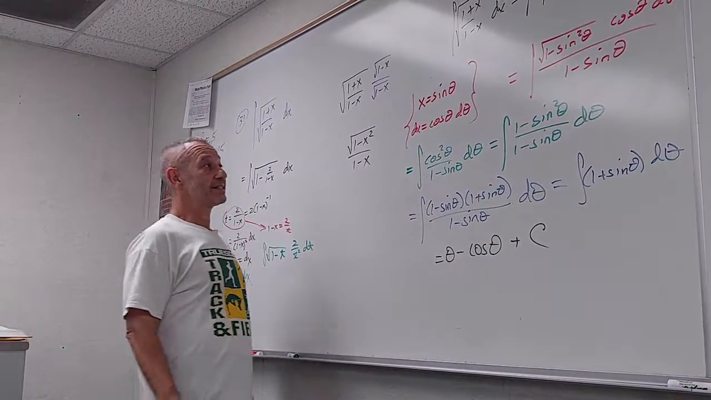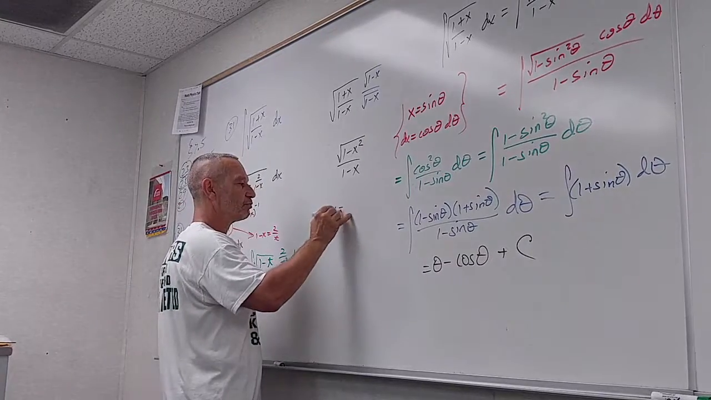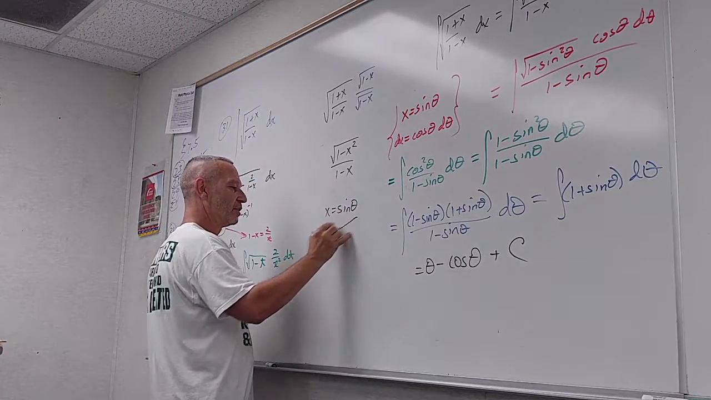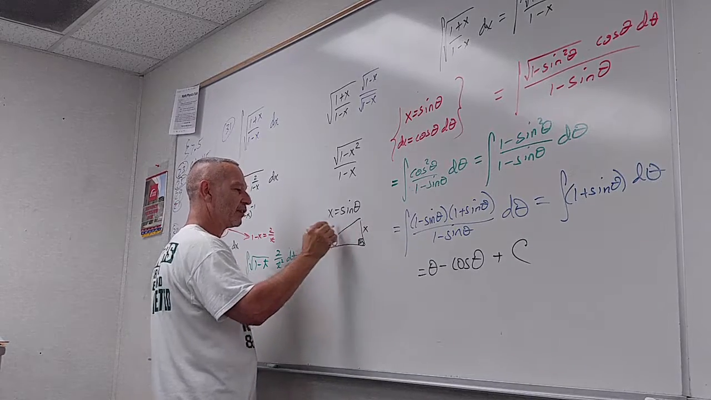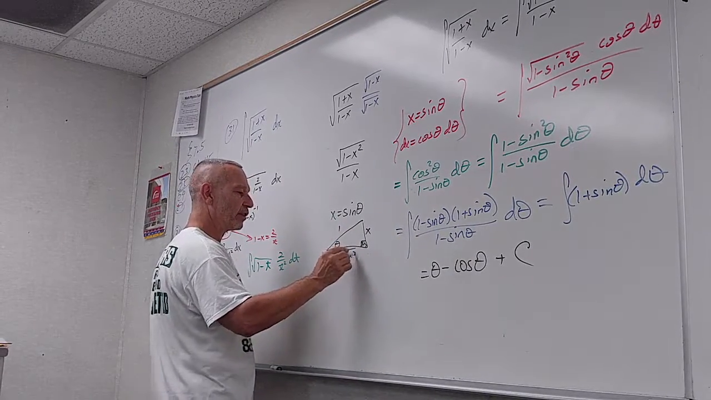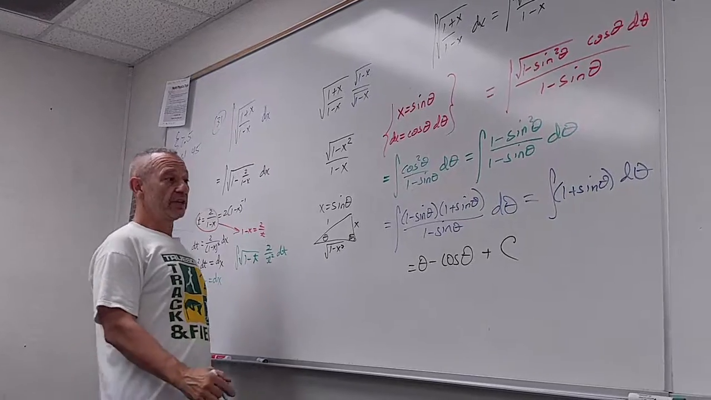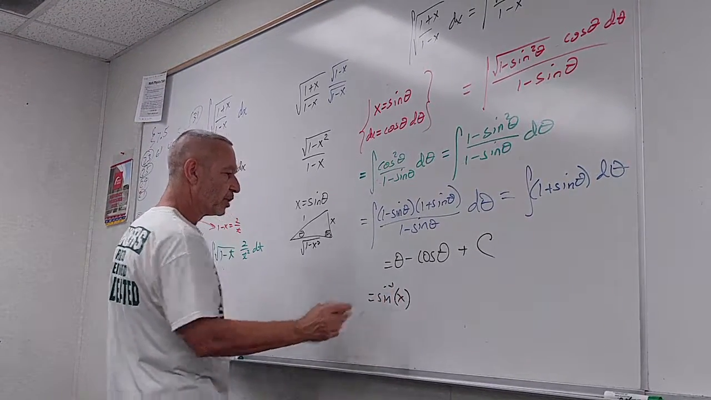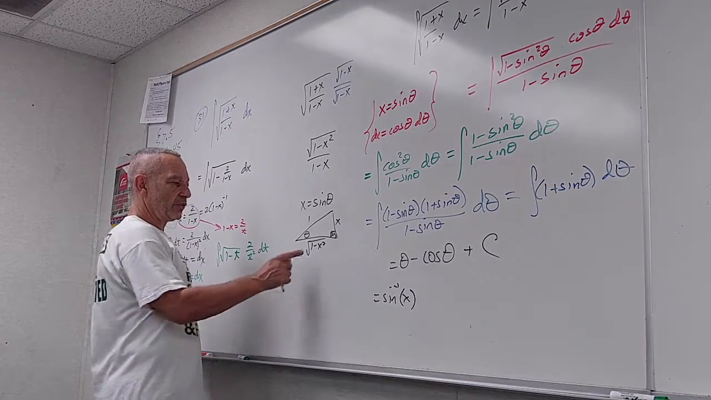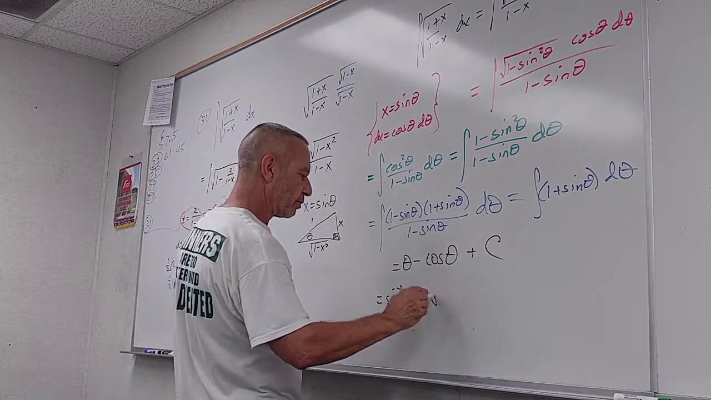x is sine theta. So if you draw the triangle, that's x over 1, with square root of 1 minus x squared. So theta is the inverse sine of x, and cosine theta is the square root of 1 minus x squared.